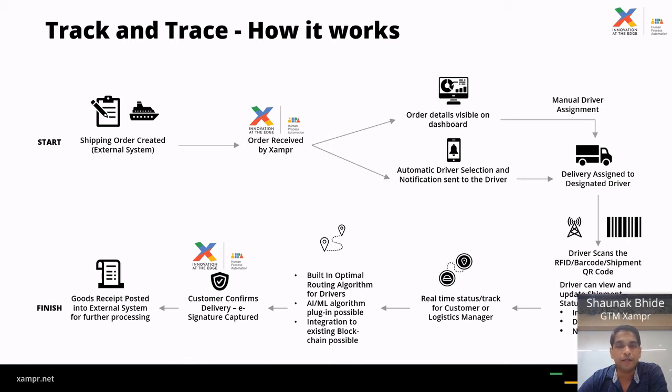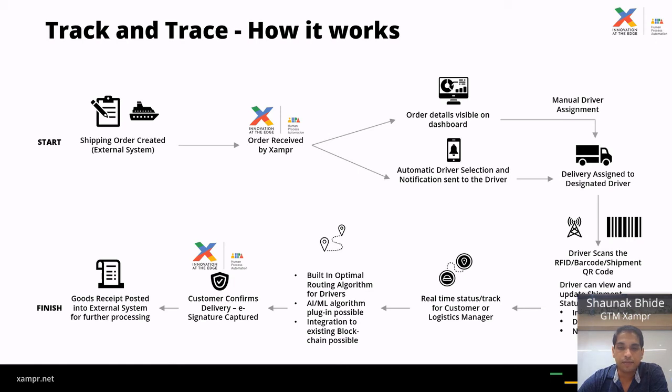And if you have an integrated existing blockchain that you publish to, a lot of companies are doing that as part of ethical sourcing, for example, we could trigger that register, and because it's come from Xampr as an independent system, it could be verified and put into the blockchain. And when the customer gets delivery, we can capture an e-signature or some sort of a digital footprint whereby we know that the goods have been received by the customer.